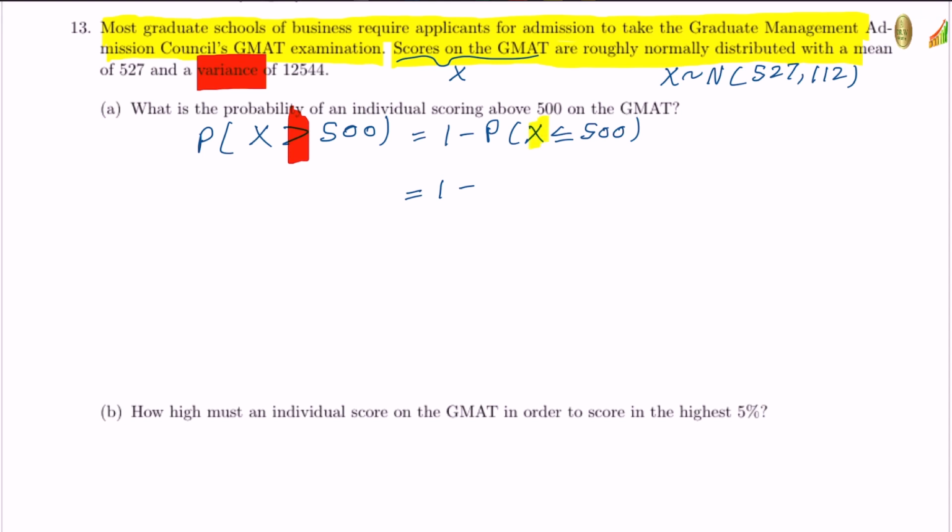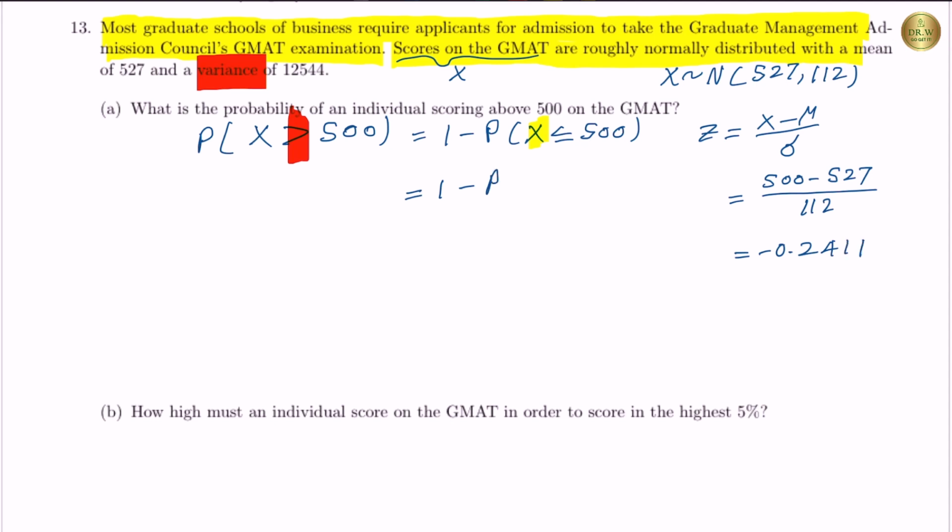Now you see here we have X, so we need to make it Z. It means X converts to Z, so we need to find the z score. How do we find the z score? Z equals X minus mu over sigma. So X here is 500 minus mu 527, divided by sigma, which is 112. So this is negative 0.2411. Probability Z less than or equal to negative 0.2411.